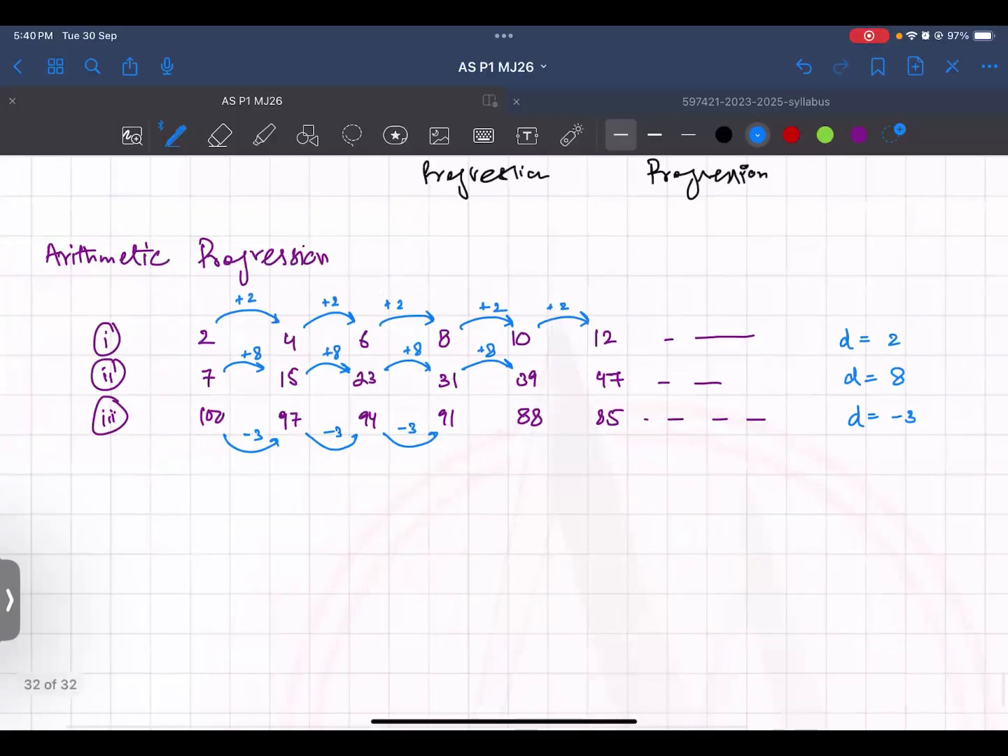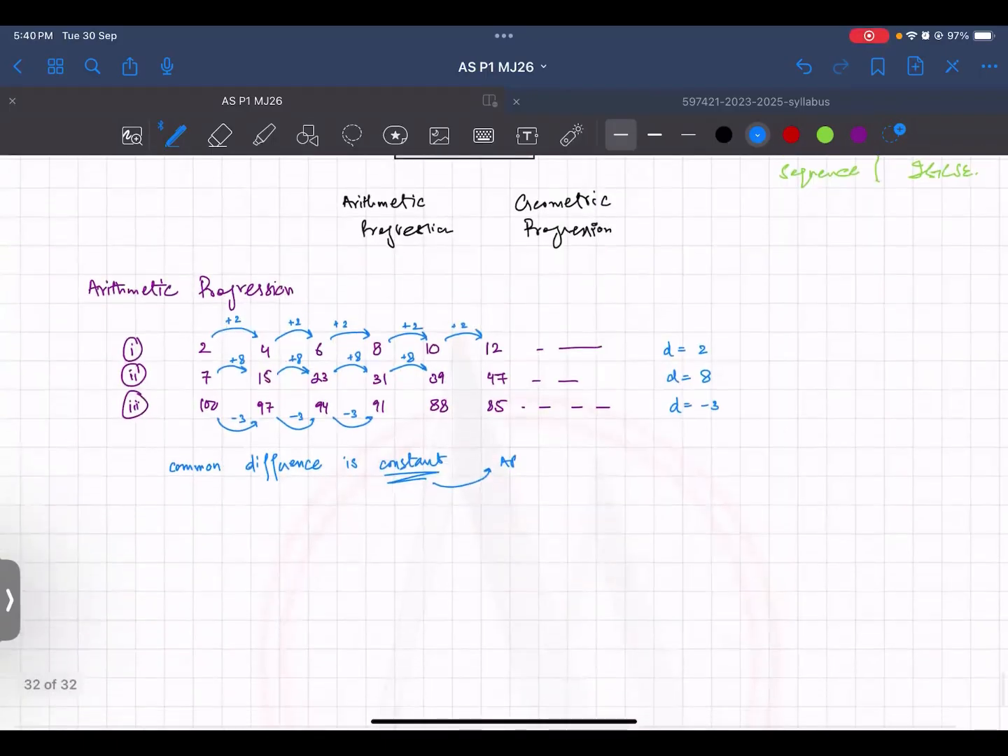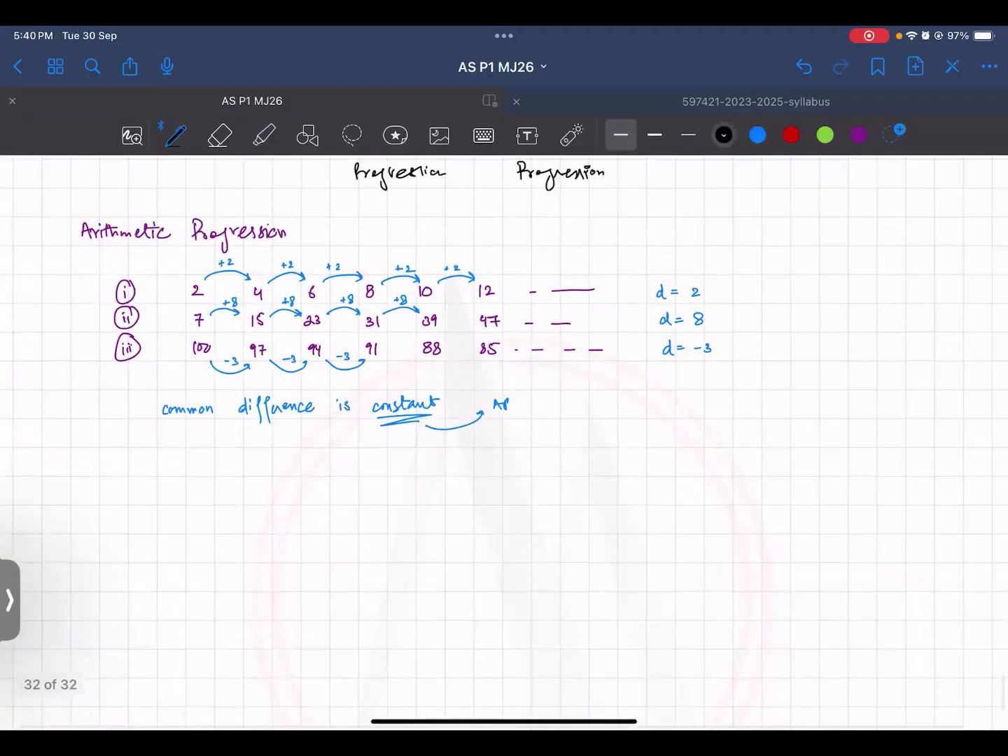We call it the common difference. The difference between consecutive terms is constant. And when this is constant, then we know that it is an AP, an arithmetic progression. That's it. Now, if it is an arithmetic progression, what are the few things that we can do with it? They will ask you to get the nth term formula. How to find the nth term formula.